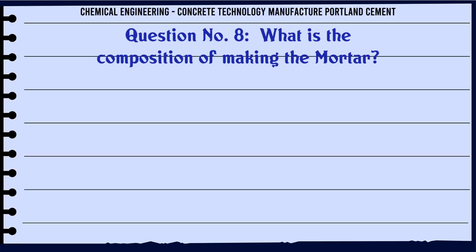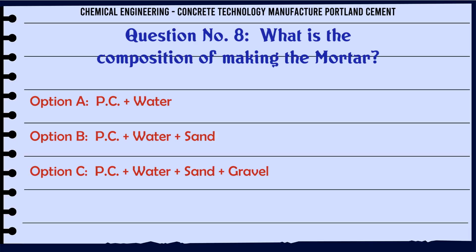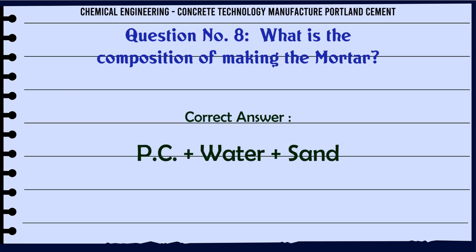What is the composition of making the mortar? A. PC, water. B. PC, water, sand. C. PC, water, sand, gravel. D. Water, sand, gravel. The correct answer is PC, water, sand.